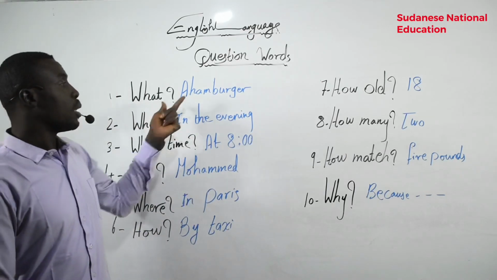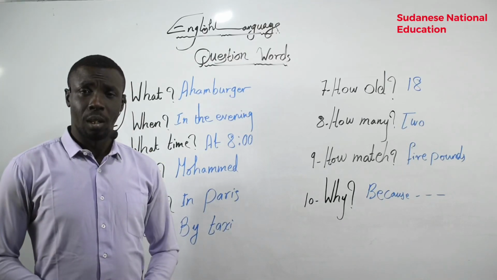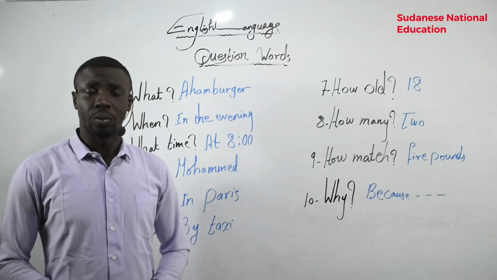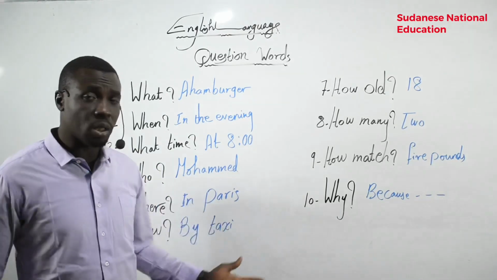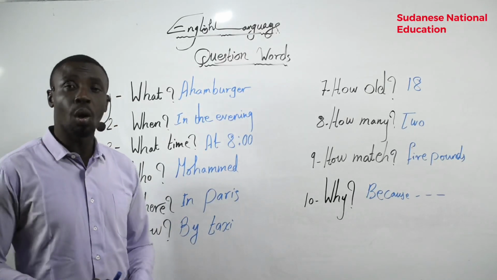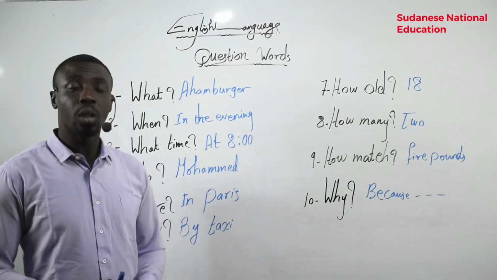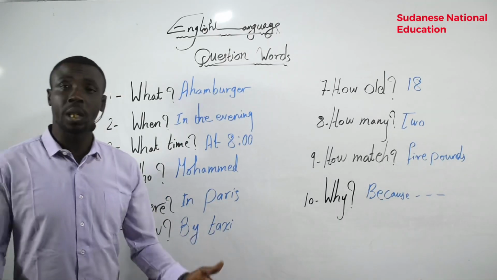What do you have for breakfast? You can say a hamburger, or you can say pasta, or egg and salad, or cheese. You can say any different or typical food that you have.